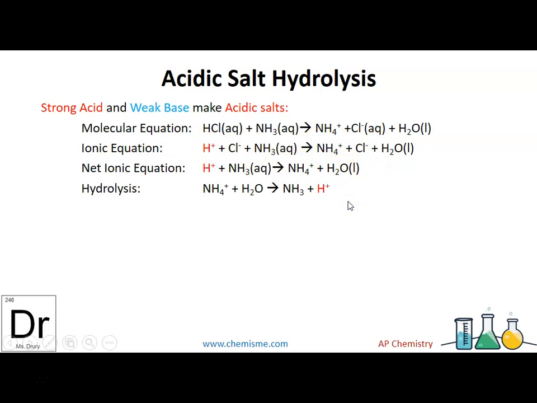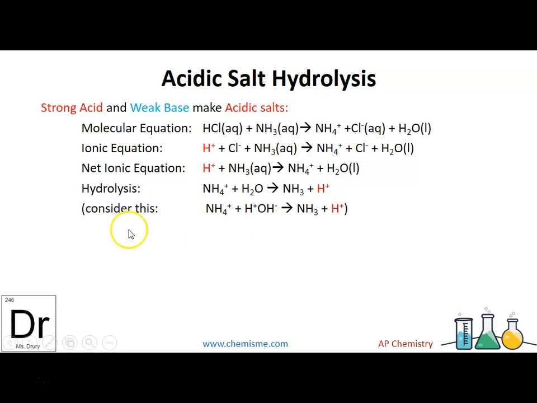So we're going to take that NH4+, react with water, and that means that NH4 is going to give away its hydrogen back. It'd prefer to be NH3 than NH4. And then the hydrogen that was left over will be written as H+, or you can think of it as H3O+ if that bothers you.